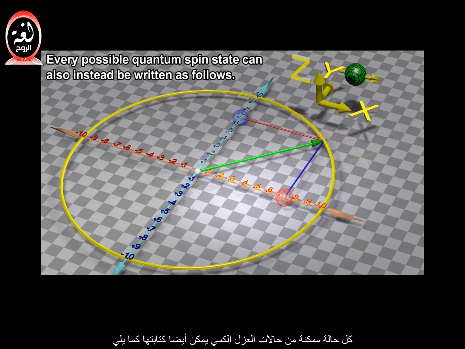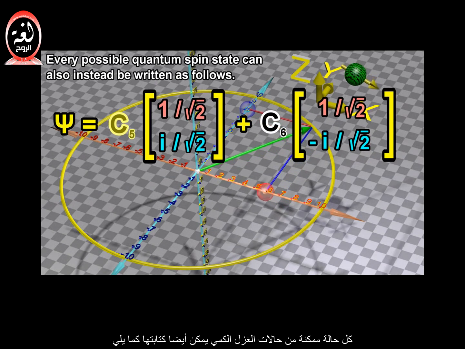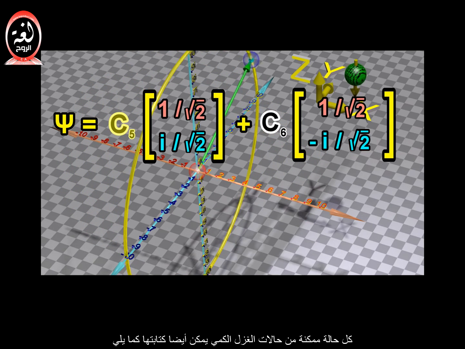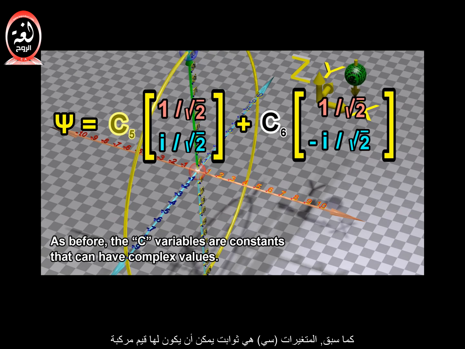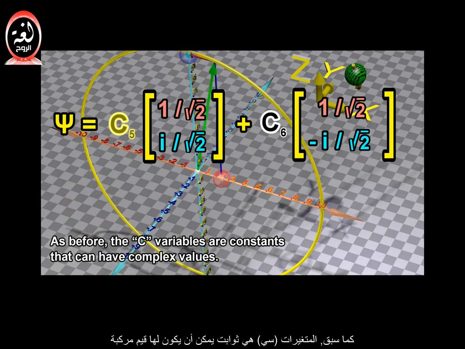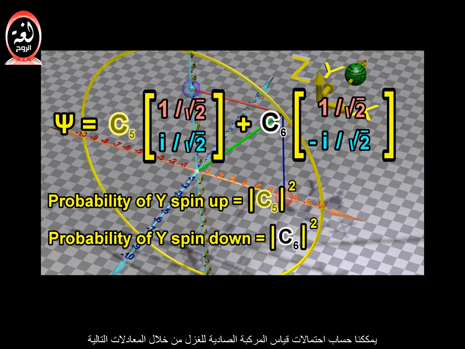Every possible quantum spin state can also instead be written as follows. As before, the c variables are constants that can have complex values. We can calculate the probabilities of measuring the y component of spin through the following equations.